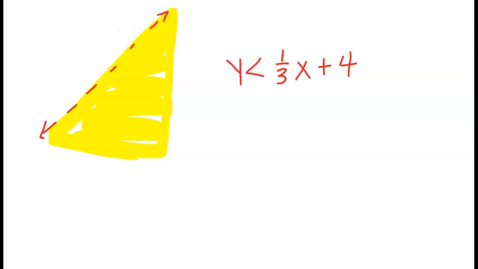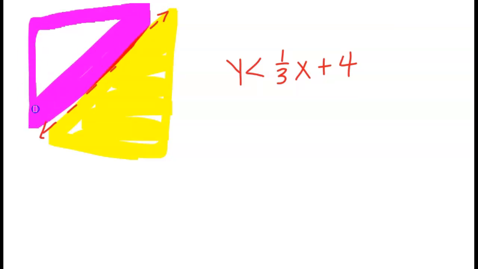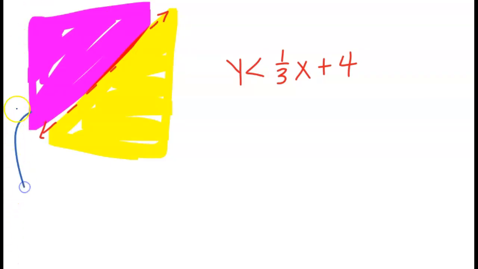If you shaded above the line, shaded above the line would be greater than sign. Now, this line that I drew here is dotted. If it's not dotted, if it's a solid line, that would be greater than or equal to for the shaded above.